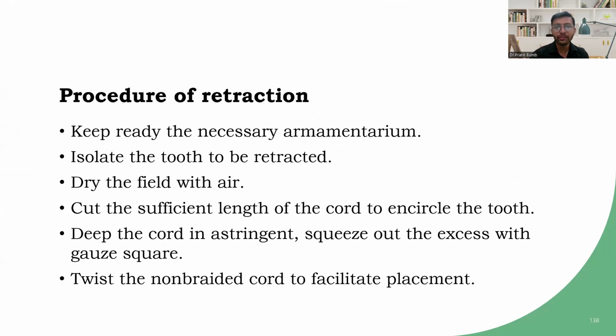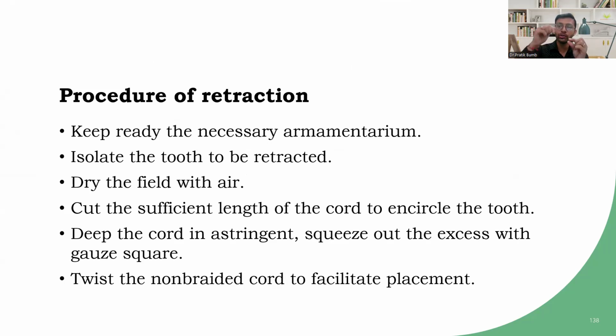So the procedure of doing retraction is: keep the necessary armamentarium ready. Your tooth needs to be isolated. If the field is dry, it will be easy for you to work for gingival retraction. Dry the field with your air. Cut a sufficient length of the cord to encircle the tooth. Dip the cord in the astringent, squeeze out the excess, and then start placing. Twist the non-braided cord to facilitate the placement.